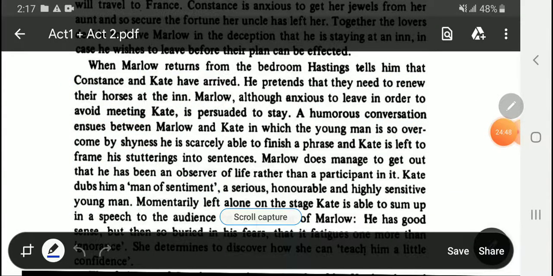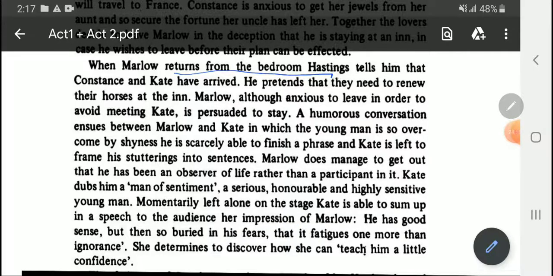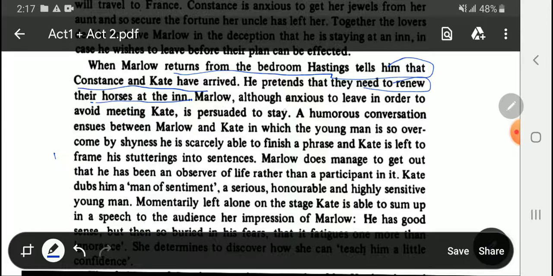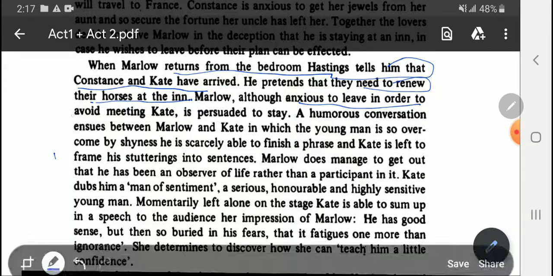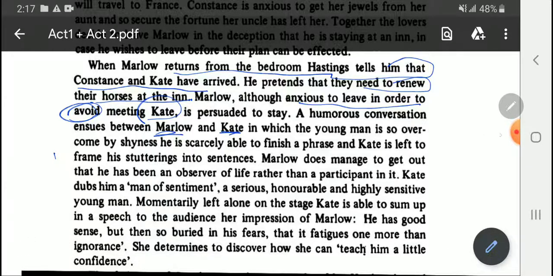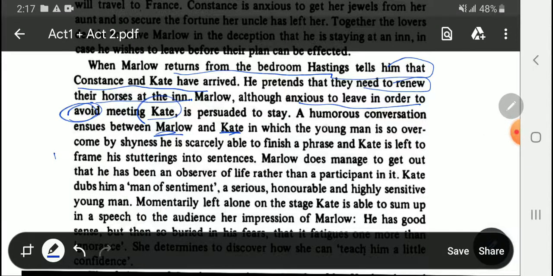So, student, when Marlowe returns from the bedroom, Hastings tells him that Constance and Kate have arrived, and he pretends that they need to renew their horses at the inn. Marlowe, although he was very anxious to leave, because he doesn't really want to meet Kate, as we already know he feels very shy in the presence of women, meets Kate, and they have a really humorous conversation.